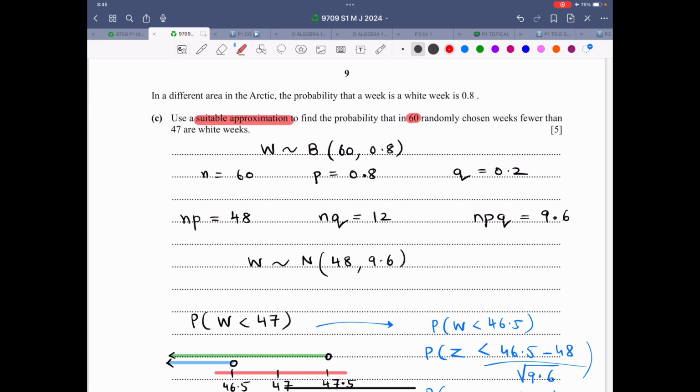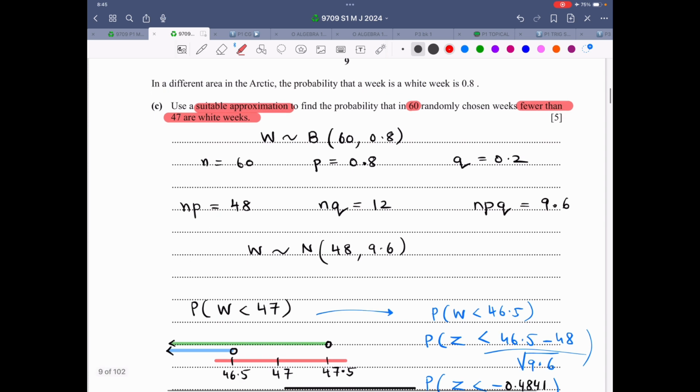Find the probability in 60 randomly chosen weeks, fewer than 47 a white week. So first of all, I'll write W follows a binomial distribution. 60 is the number of trials. That's the total number of weeks. Probability of success is given. So I have over here, this is N, this is P, this is Q. I calculate NP, I calculate NQ, I calculate NPQ.